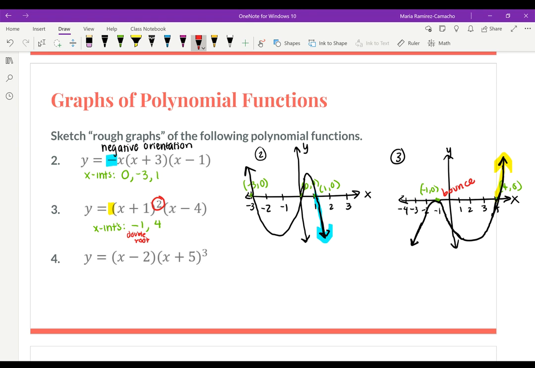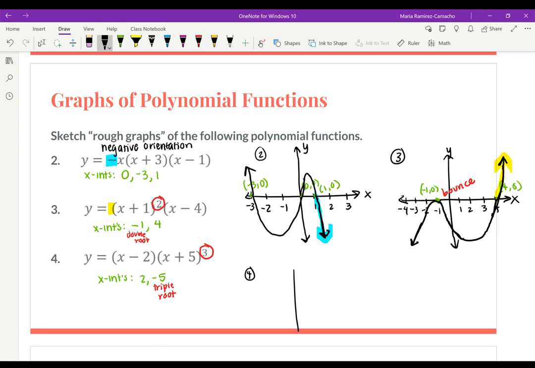Last but not least on this slide, we've got number 4. Y equals x minus 2 times x plus 5 cubed. Our x-intercepts are at positive 2 and negative 5. Because x plus 5 is being cubed, the negative 5 is a triple root. A reminder that at triple roots, the graph flattens out on the x-axis.